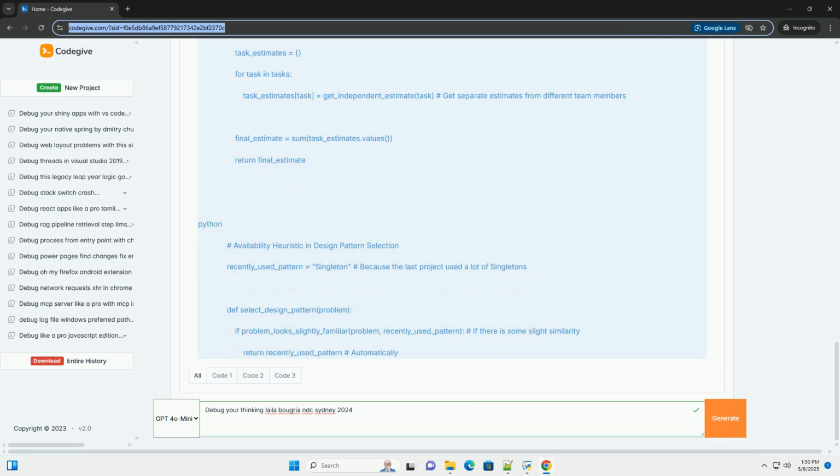Debugging strategy: post-mortem analysis and blameless culture. After incidents, conduct thorough post-mortem analyses to identify the root causes of the failures. Create a blameless culture where team members feel safe to admit mistakes and share lessons learned. Code example.